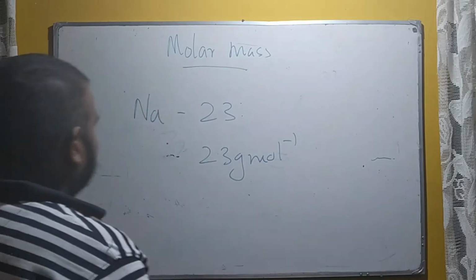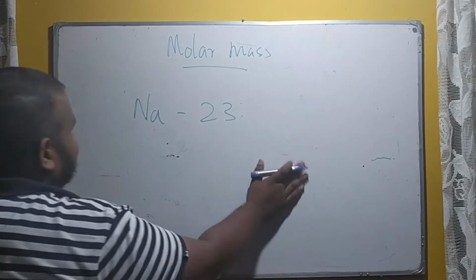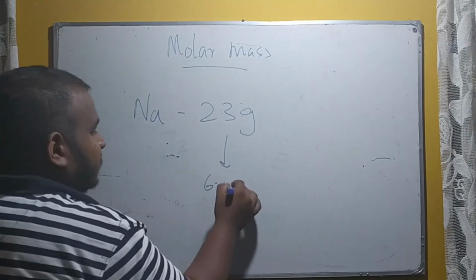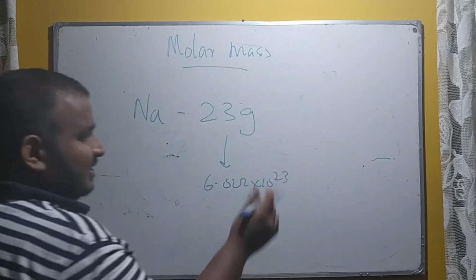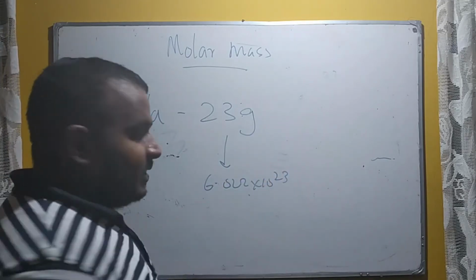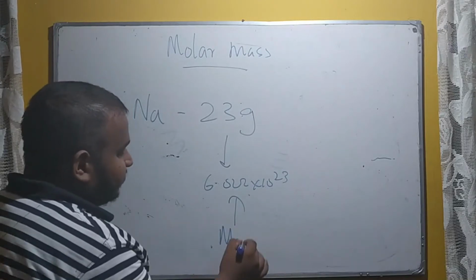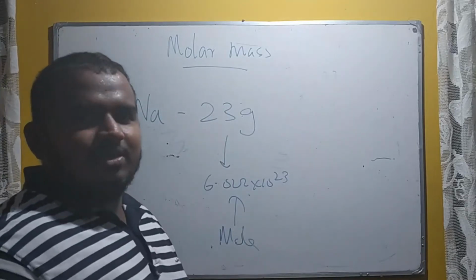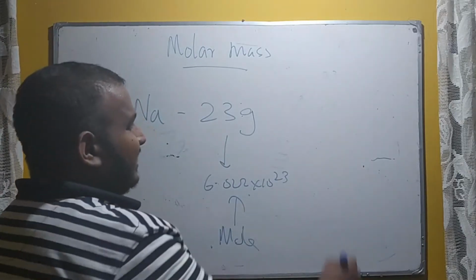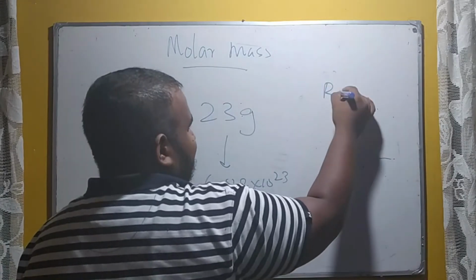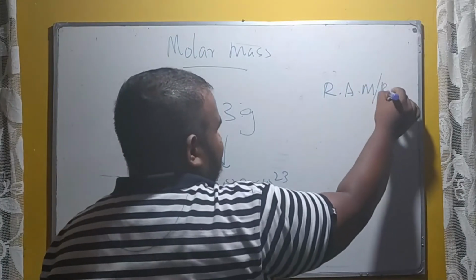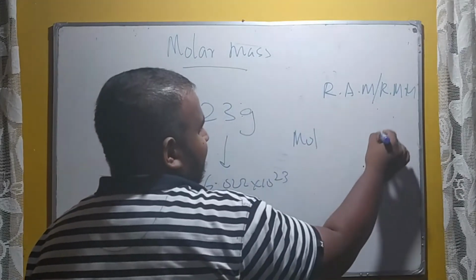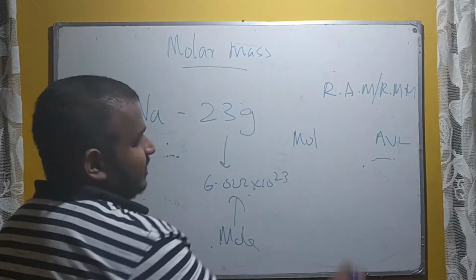Simple idea. So how do we get it? We said that sodium is 23. If you take 23 gram, it will contain 6.022 into 10 to the power of 23 atoms. The name given to this is mole. So the mass of 1 mole of sodium is 23. That is the molar mass. So I am linking the connection between relative atomic mass or relative molecular mass, mole, and the Avogadro constant is in between, to the molar mass.